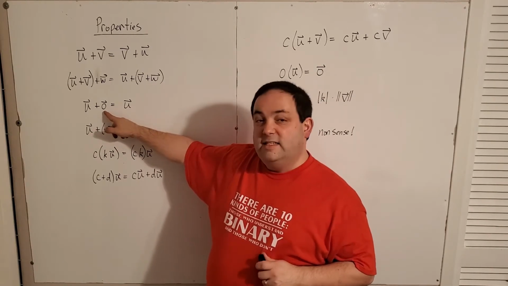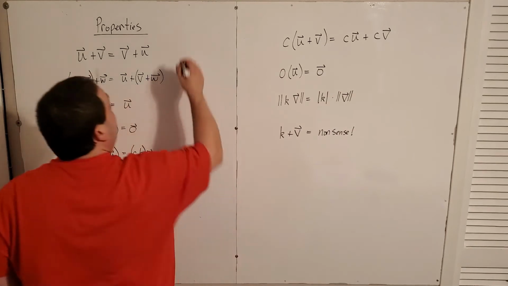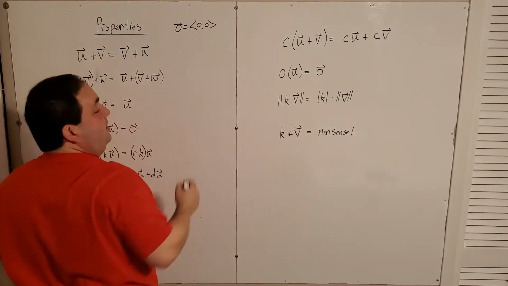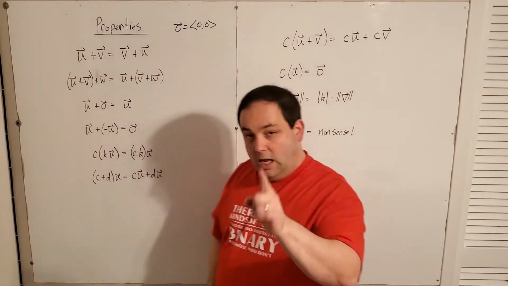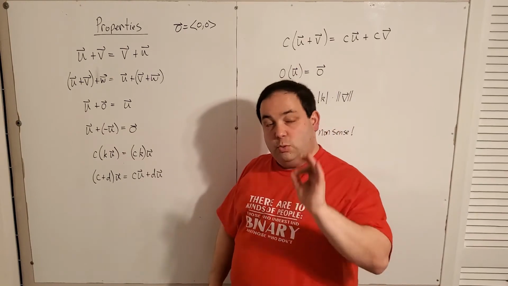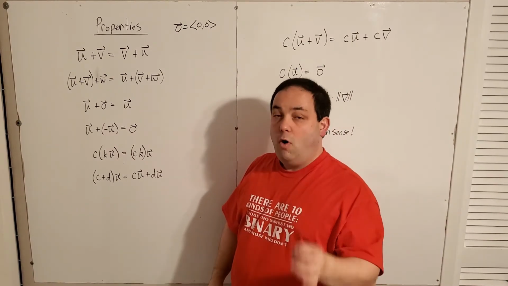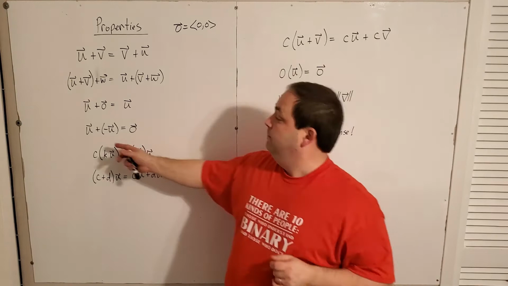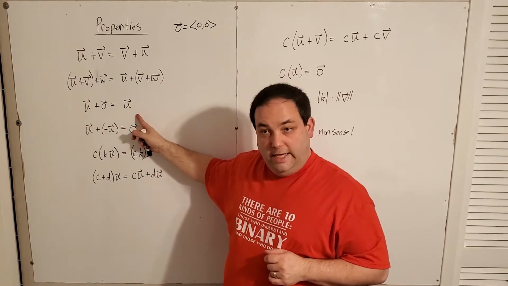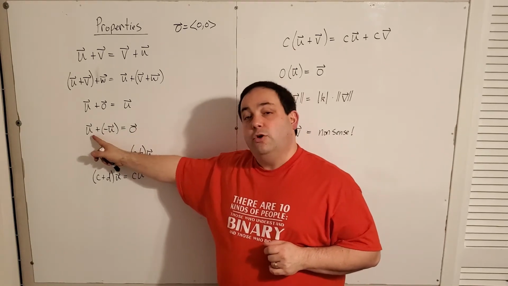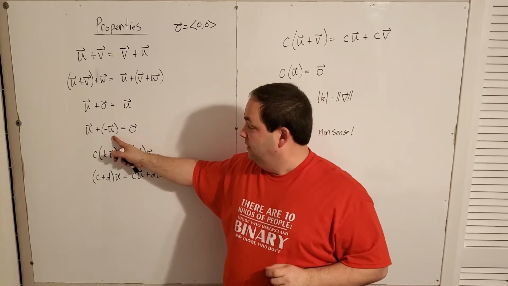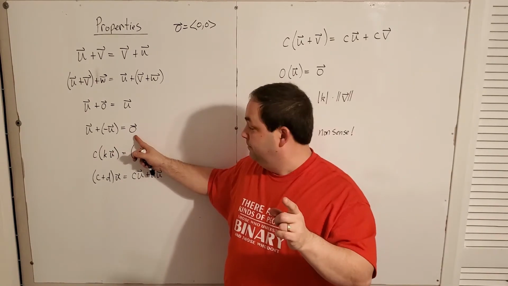There is such a thing as the zero vector. The zero vector is the vector where zeros are the components. Not to be confused with the number 0. The zero vector is an actual vector with components that are all 0. So if I add the 0 vector to another vector, no change. If I add a vector with its opposite, the antiparallel, same size, opposite direction, then you get the 0 vector.